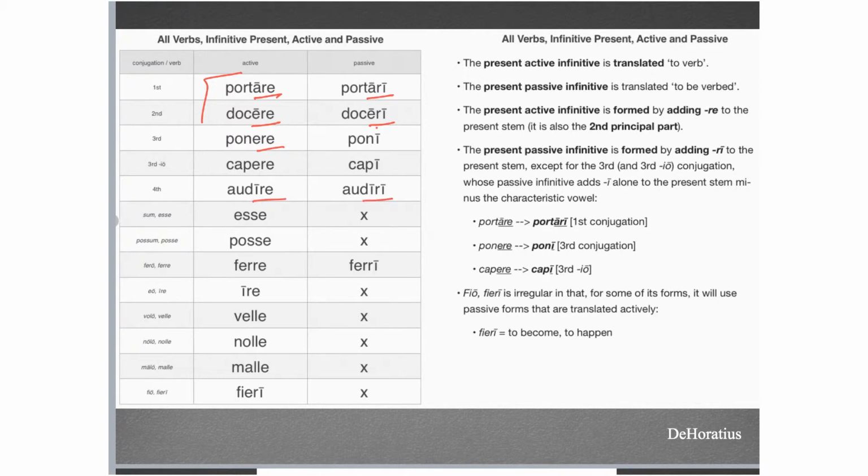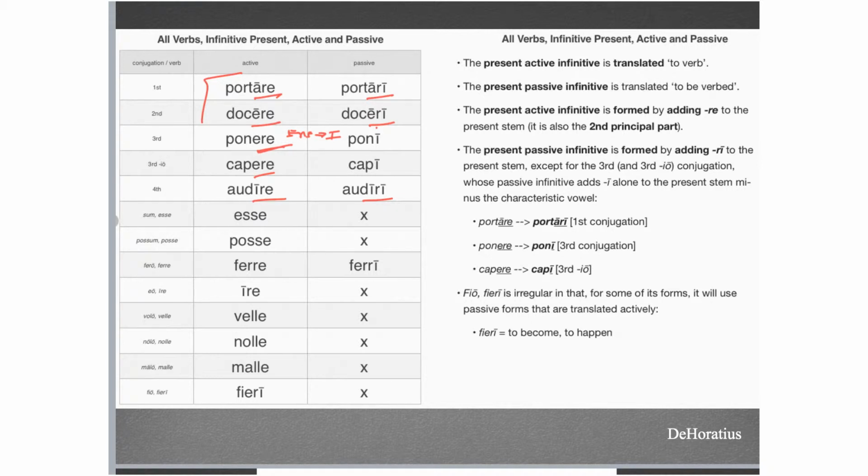The characteristic vowels, the vowels that come before the R, stay the same. Now you might notice that for third and third -io, it's going to be a little different in that the whole -ere is going to change just to an -i. So ponere is going to become poni, not poneri, as we would expect from the other verbs. Capere is going to become capi, not caperi like the other verbs. So it's a relatively easy rule to remember.